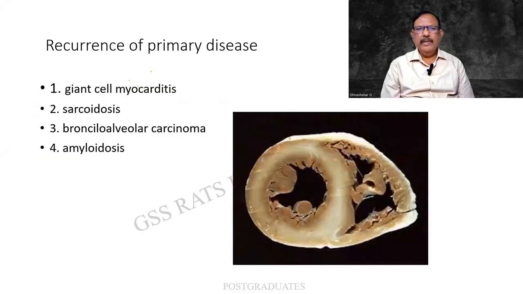Recurrence of the primary disease I had mentioned. After all, it is for the primary disease that a transplant is being done. It can be a giant cell myocarditis, a sarcoidosis, bronchioloalveolar carcinoma, and amyloidosis. In amyloidosis, you find that the organ is pale and increased in size, rather homogeneous. That is how it appears in the slide also. Pale eosinophilic homogeneous extracellular material.